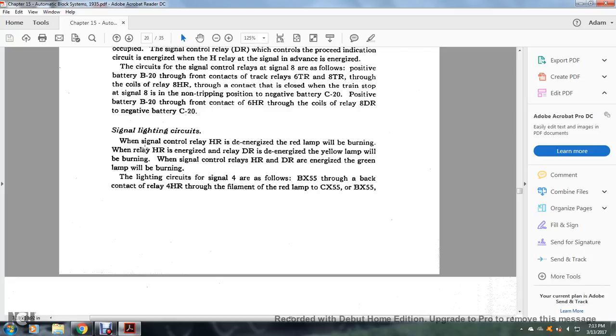Signal lighting circuit. When the signal control relay HR is de-energized, the red lamp will be burning. When HR is energized with relay DR de-energized, the yellow lamp will be burning. When signal control relays HR and DR are energized, the green lamp will burn.